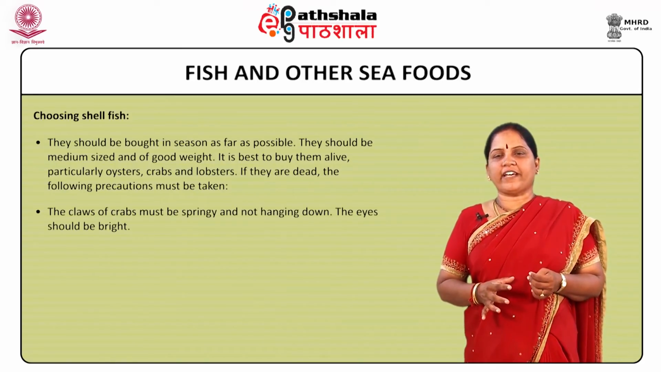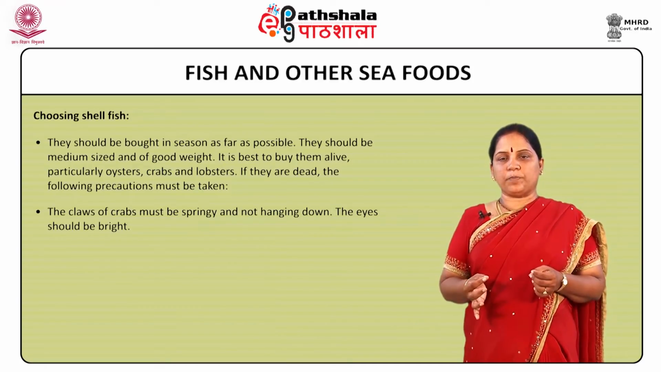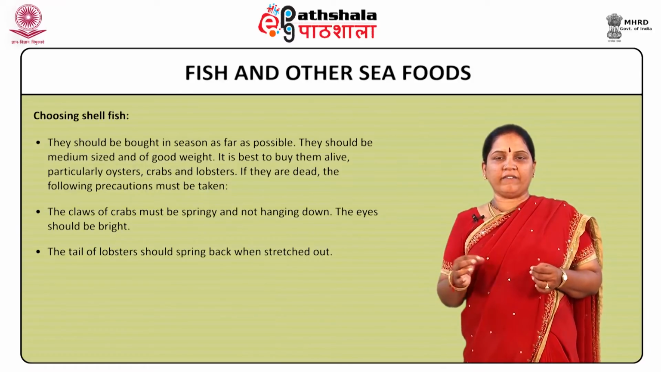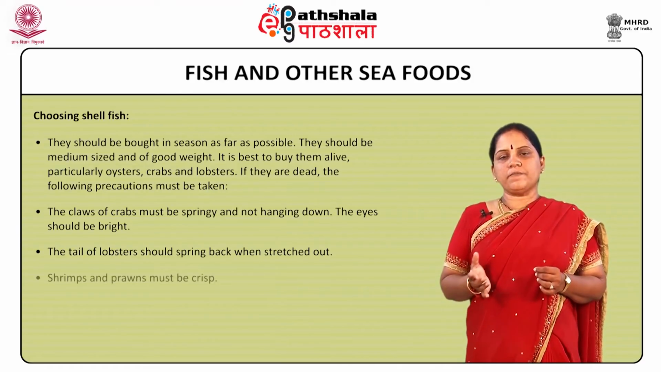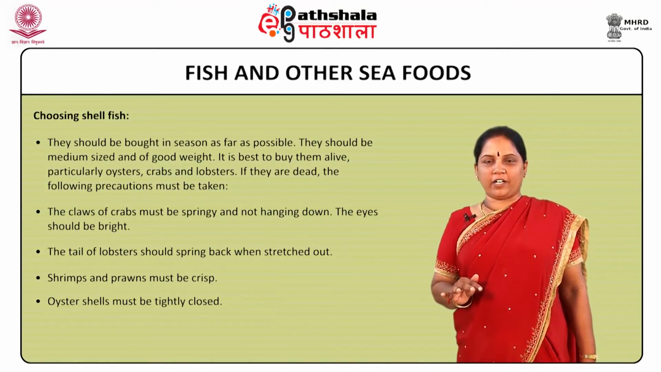The claws of crabs must be springy and not hanging down. The eyes should be bright. The tail of lobsters should spring back when stretched out. Shrimps and prawns must be crisp. Oyster shells must be tightly closed.